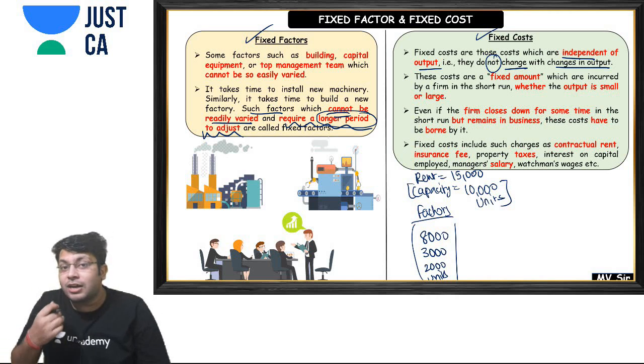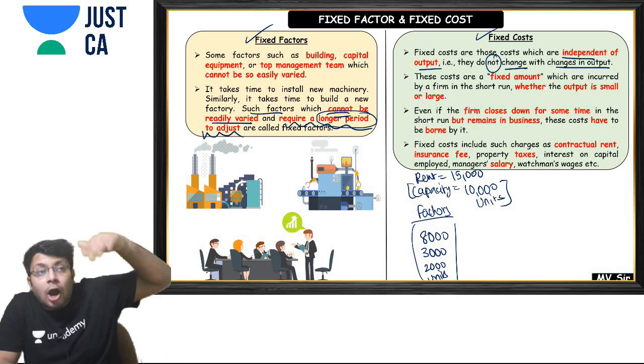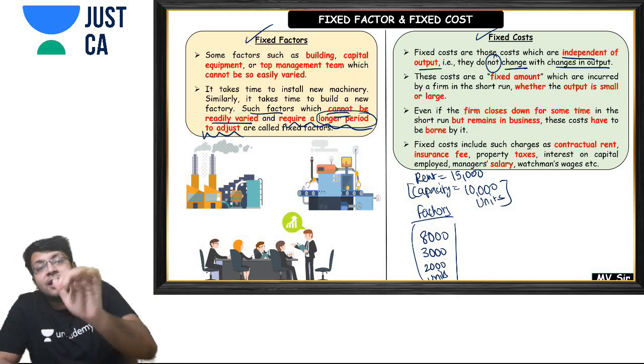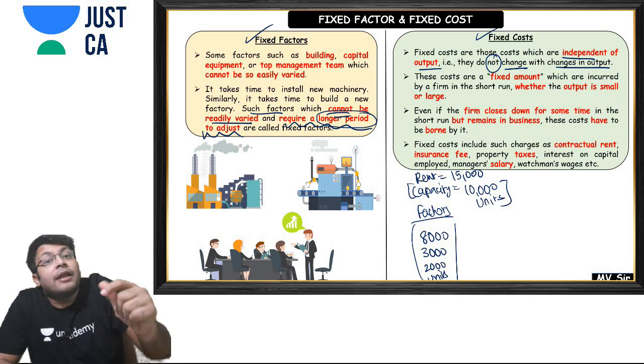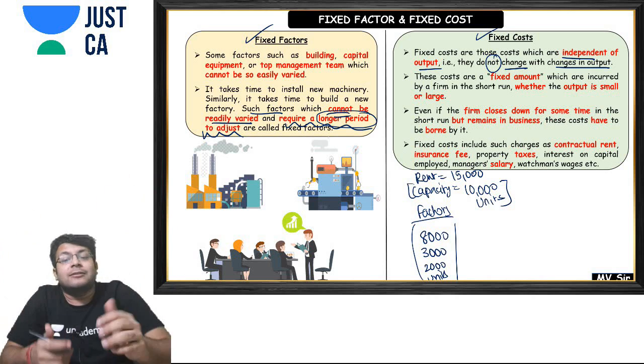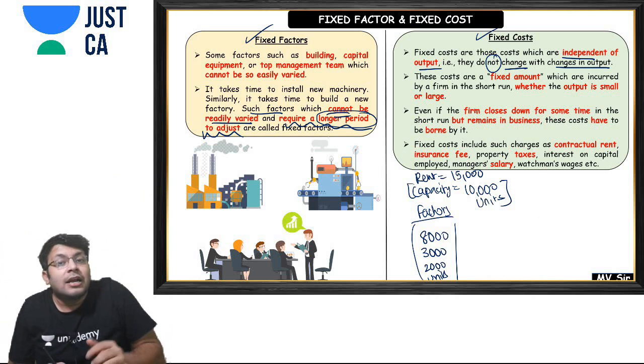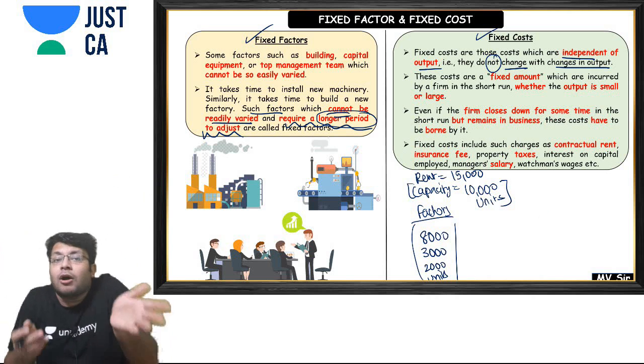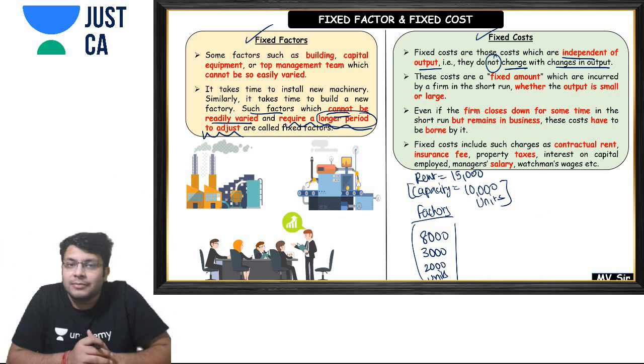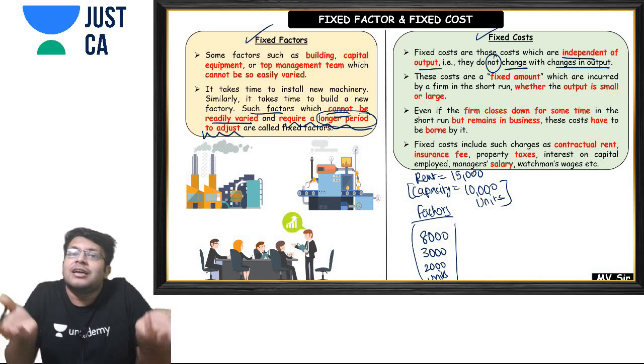Then what is happening, sir? If you are changing your output, your fixed cost is still remaining the same. But if you change your capacity, for example, if you want to produce 15,000 units, now the capacity of your factory is only 10,000.